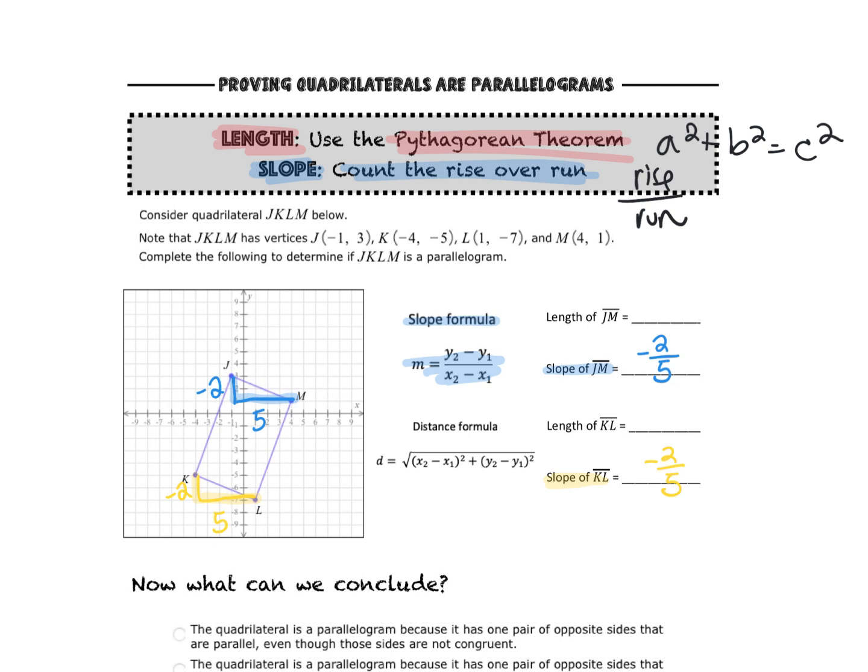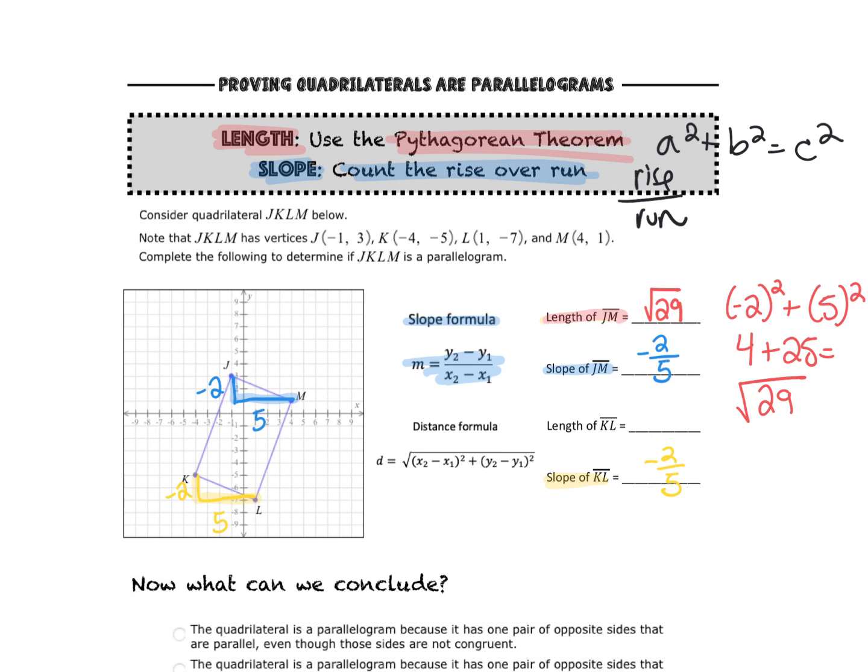Okay, so let's look at the length of JM. Let's do this one in red. We're going to take the -2 and square it, and take the 5 and square it. So -2 squared is 4, plus 5 squared is 25, 4 plus 25 is 29, and we're going to square root that. I believe when you do this in ALEKS, you just have to find that it's the square root of 29. So I know that that one's the square root of 29.